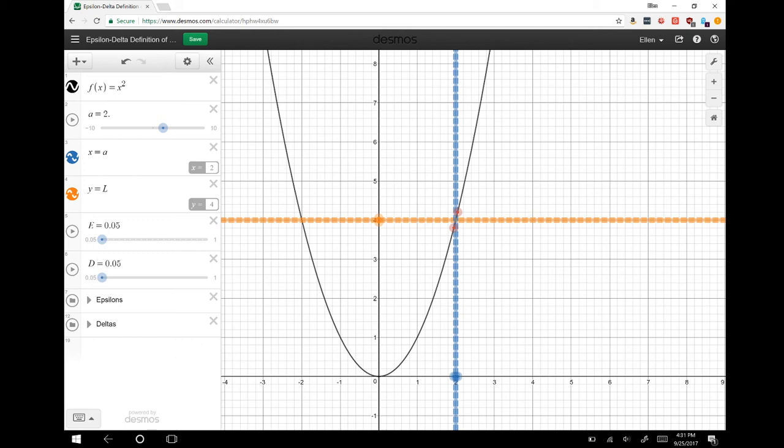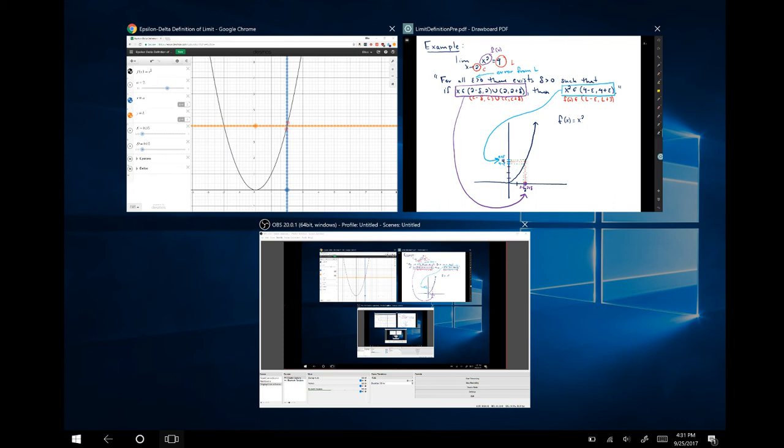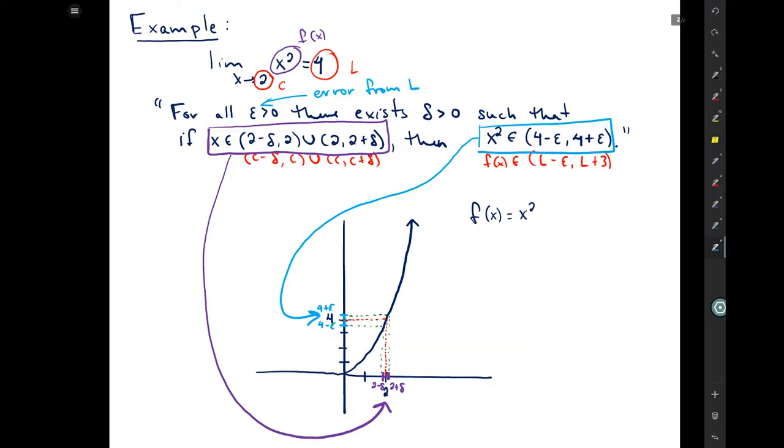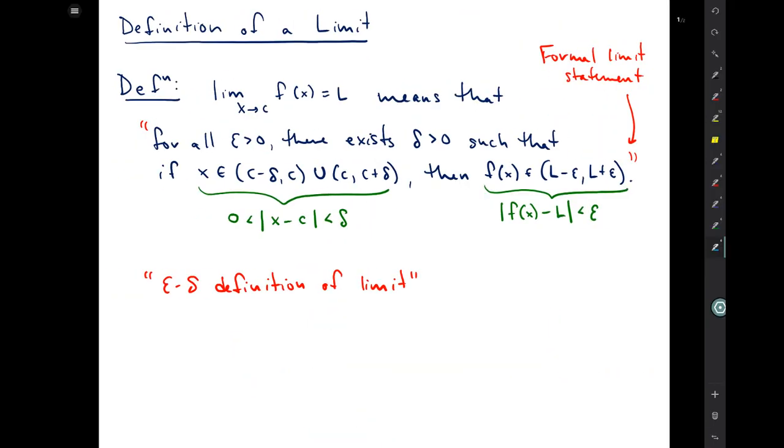But this is the epsilon-delta definition of a limit. So I'll stick that up here again. For all epsilon greater than 0, there exists delta greater than 0 such that if x is within delta of c, then f of x is within epsilon of L.